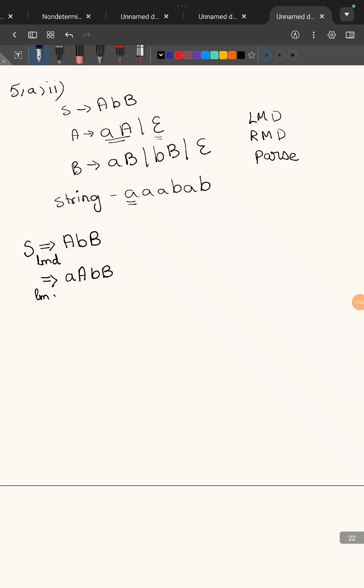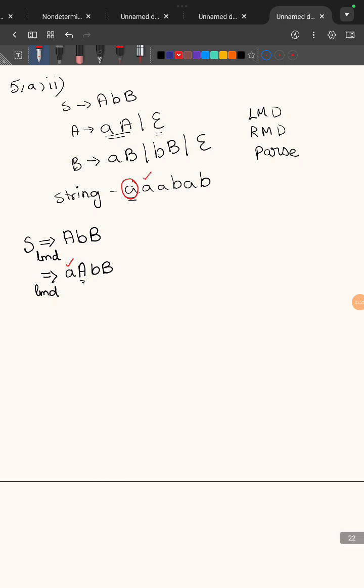Now which is the leftmost symbol? This is the leftmost symbol, right? Now we have to replace this one. What we want? We want one a, and our string has been derived over here. Now we want to get one more a, right? So for that purpose what we will do, we will replace once again this A with a A. This is the same A.